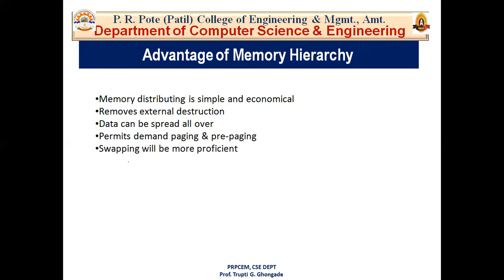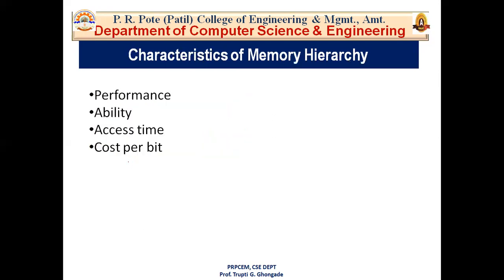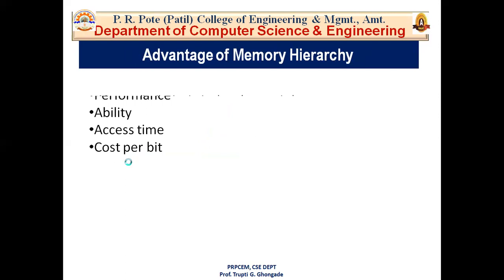Now, after that, the advantages of memory hierarchy. What is the advantage of memory hierarchy, or why is there a need for memory hierarchy? To improve the performance, to increase the capacity, to decrease the access time, and to reduce the cost per bit. That is the main objective of memory hierarchy.